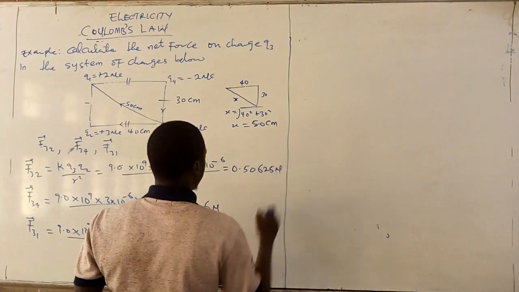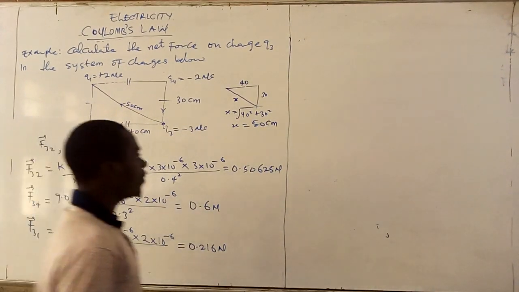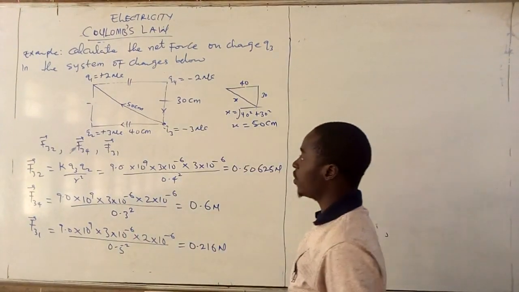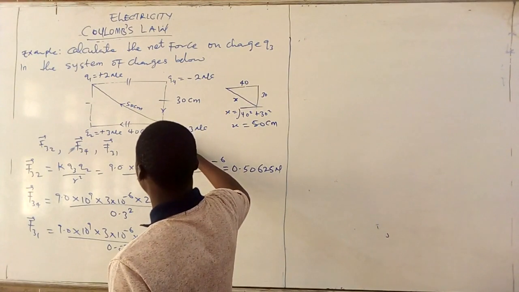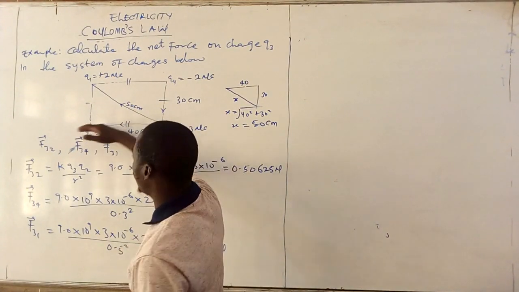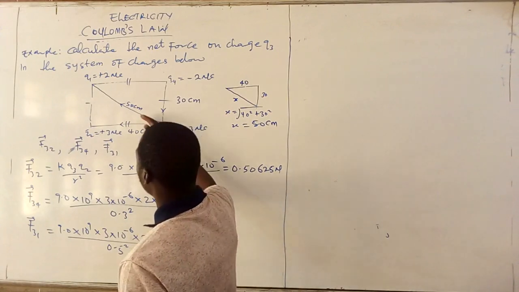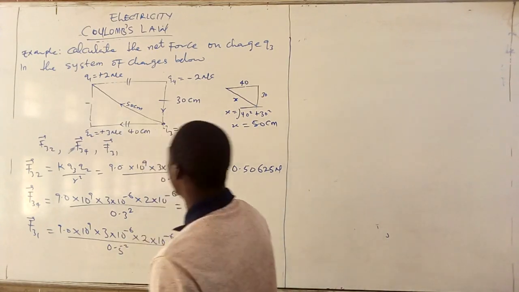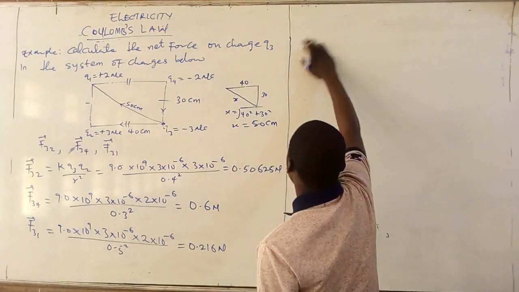0.50625 Newton. So these are the forces. Now we need to calculate the net force, so let's consider our direction. We know that this one is moving downward, to the negative axis, and this one is moving to the negative axis, and this one is moving upward like this. Okay, let's just do it.